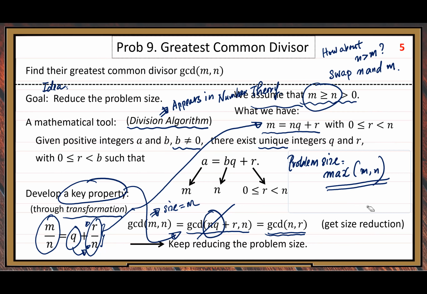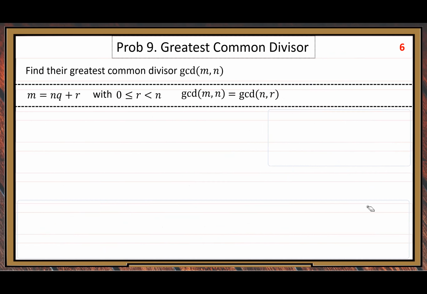And we can keep doing this. This is only one-time reduction. Can we do second time reduction, third time reduction, and so on, until we cannot do it anymore? Yeah. If we can do it, we keep doing it until we cannot do it anymore.